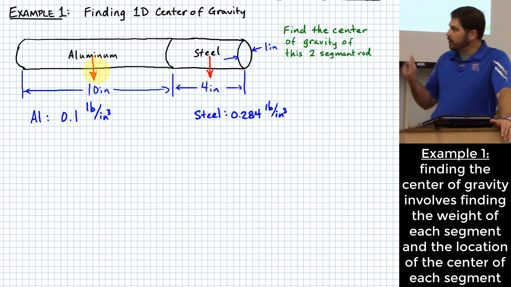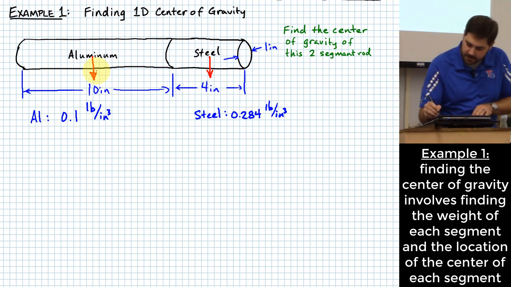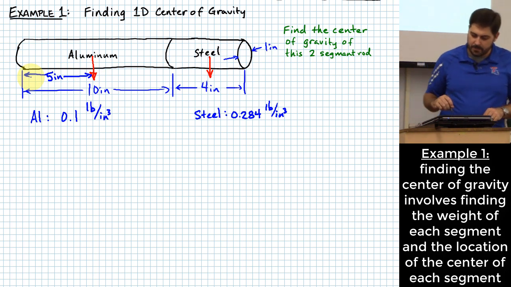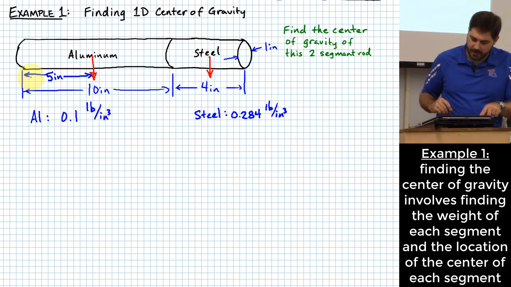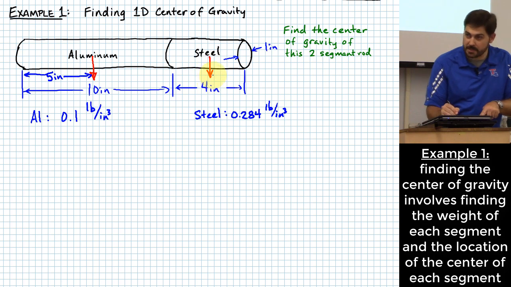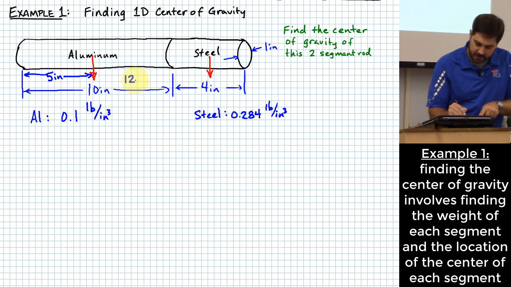First of all, how much do each of them weigh, and then what are those dimensions to each of those locations. Since I already talked about it, let's go ahead and write what these dimensions are. It's 5 inches to the weight of the aluminum. How far is it to the weight of the steel? It'll be 10 inches to one side, plus 2 inches to go to the middle of the steel, right? So that'll actually end up being 12 inches.